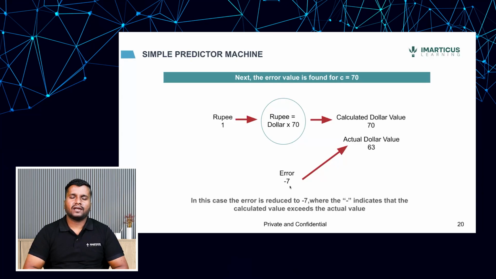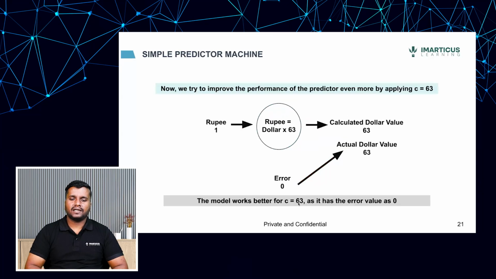Now the error is -7, which is way too far below. This -7 indicates that we are on the other side of the prediction, where we are making higher predictions for the dollar value. So here also we are not up to the mark, and -7 tells us that we have crossed the boundary on which we are supposed to be, and that is where we again change the value of C.